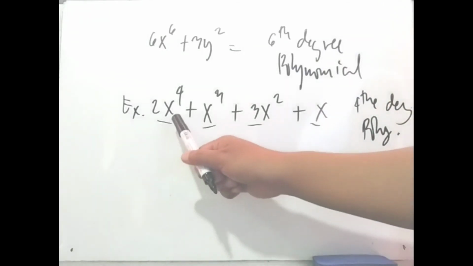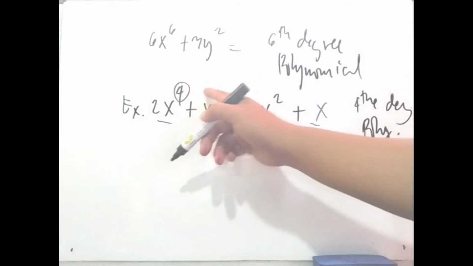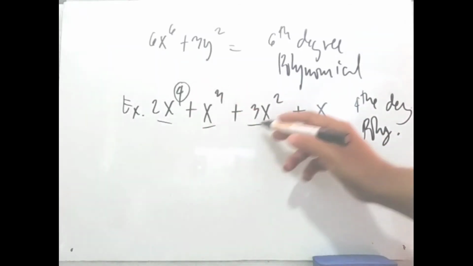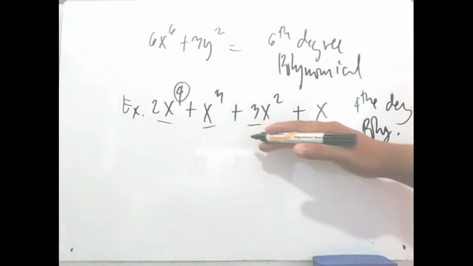So as you can see, makikita nyo dyan, yung degree ng polynomial na ito is in descending order, or from highest to lowest. 4, 3, 2, 1. So dapat naka-arrange yung ating polynomials.